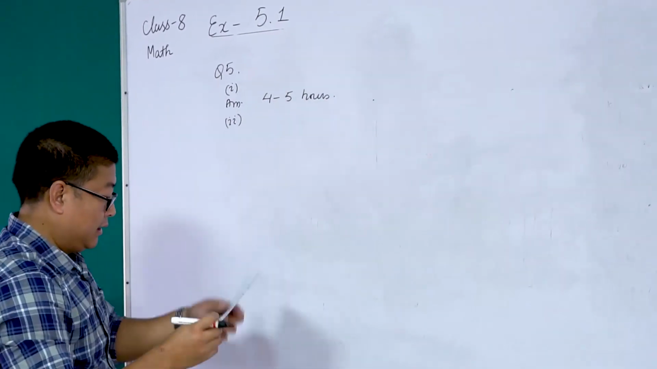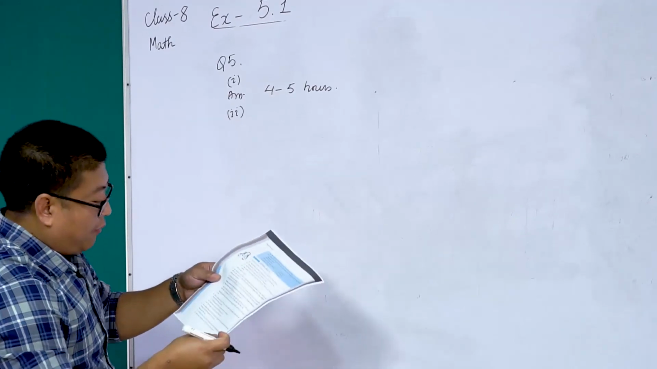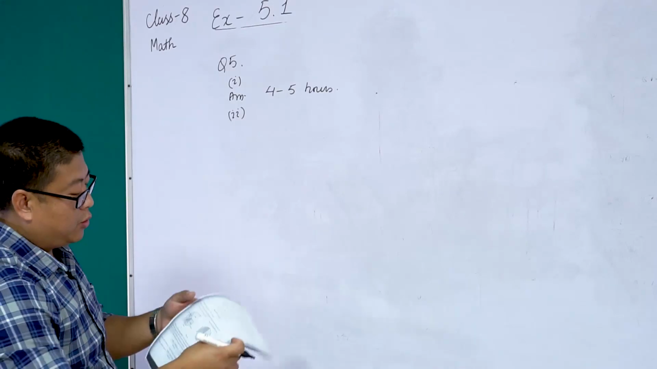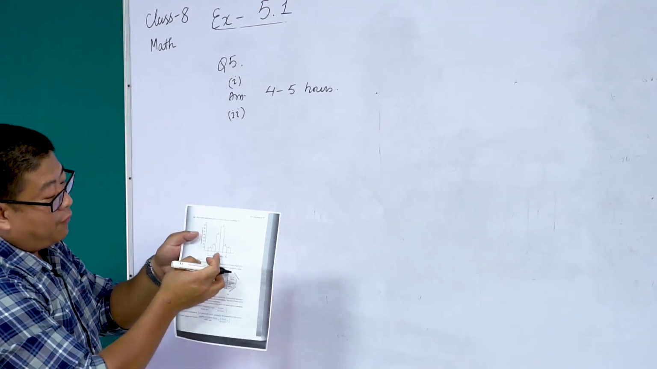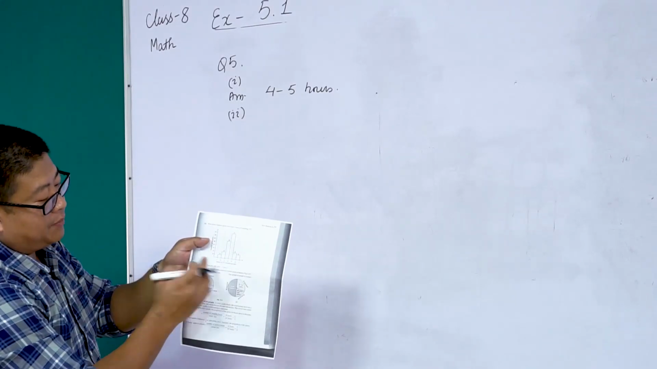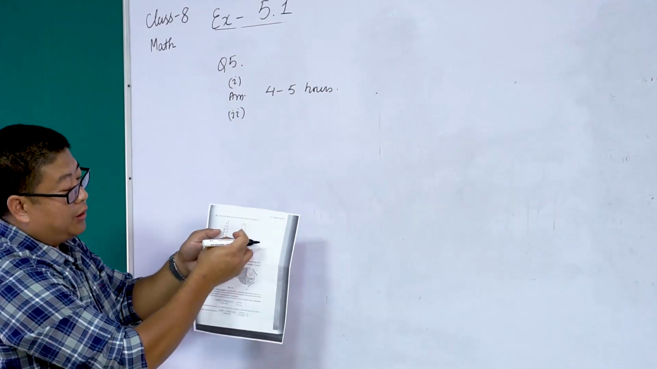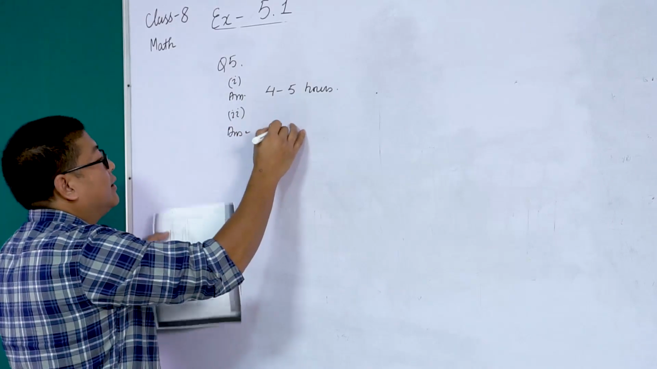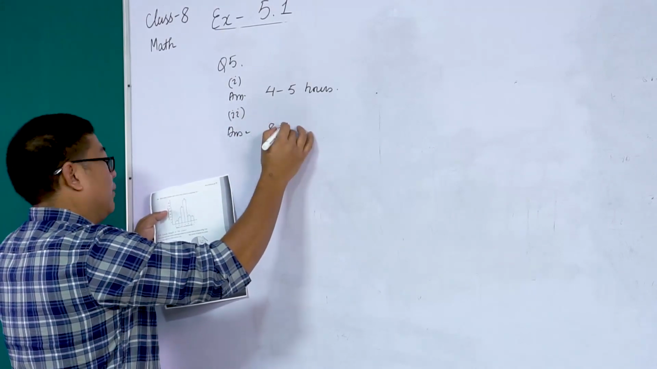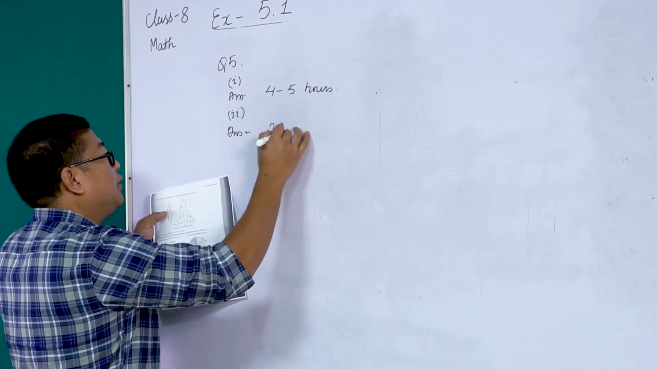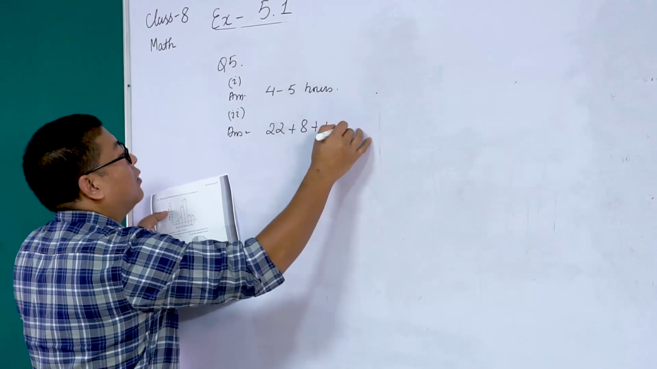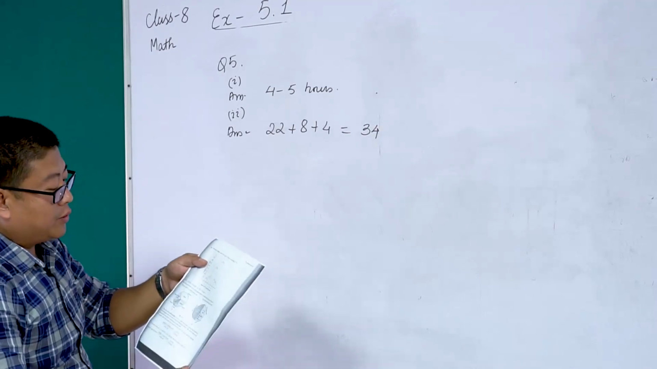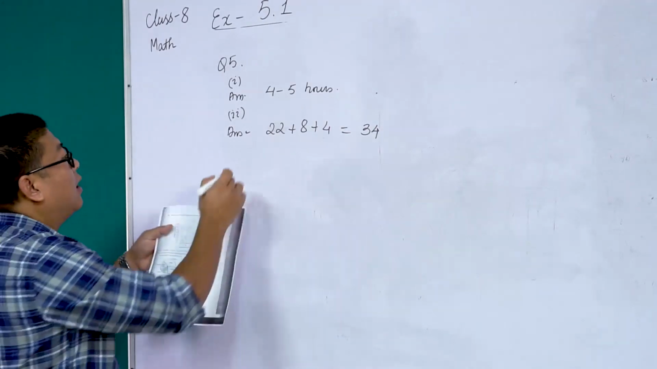The second question is, how many students watch TV for less than 4 hours? So when you look at this, you can see 4. Less than 4 hours means you have to go to the left. So 22 plus 8 plus 4, which will give you your answer. 22 plus 8 plus 4 is nothing but 34. So 34 students watched less than 4 hours.